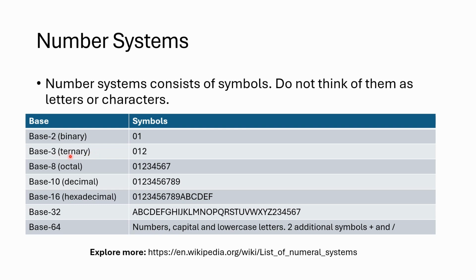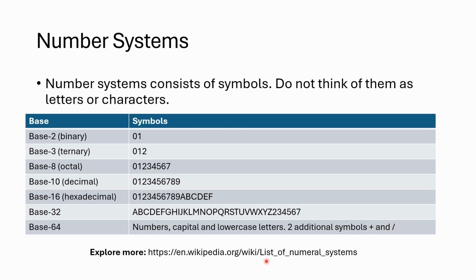ternary, I think. I just learned this word. I thought it was a typo at first. Often known as trinary as well, is 0, 1, 2. Octal is 8, so you have 8 numbers. Base 10, that's what we're used to, decimal. Base 16, hexadecimal, you'll see a lot of that. Base 32, so that's the alphabet, and then 2, 3, 4, 5, 6, and 7. And then base 64 is numbers, capital and lowercase letters, and 2 additional symbols.